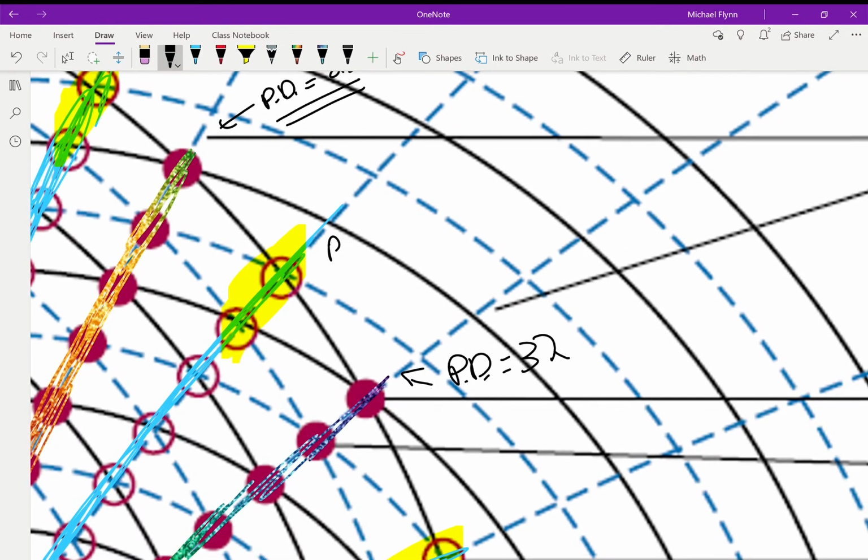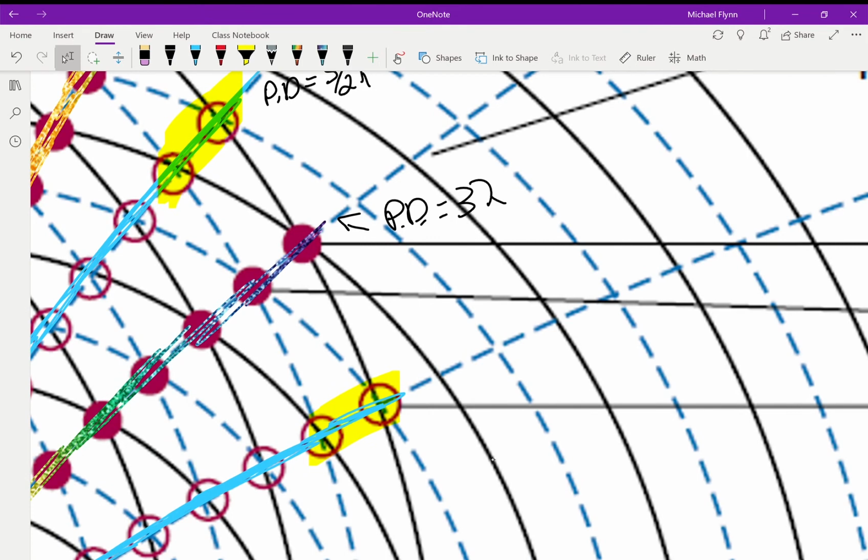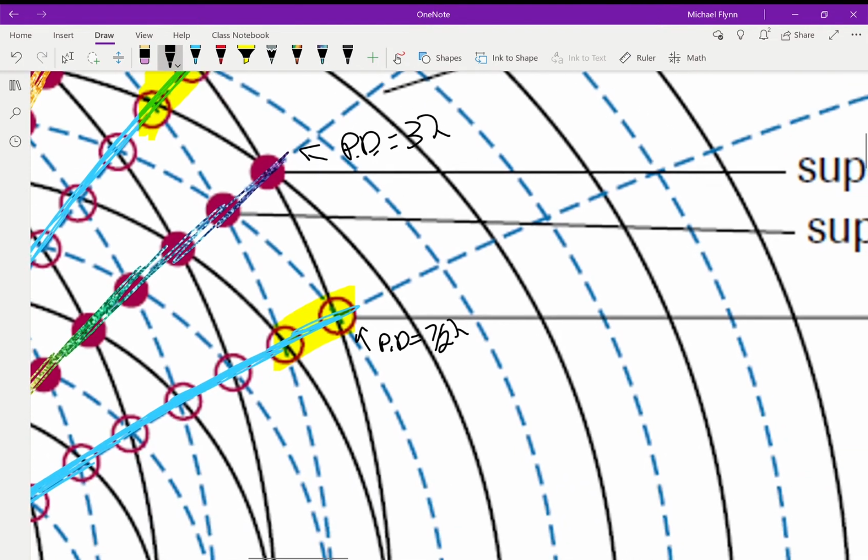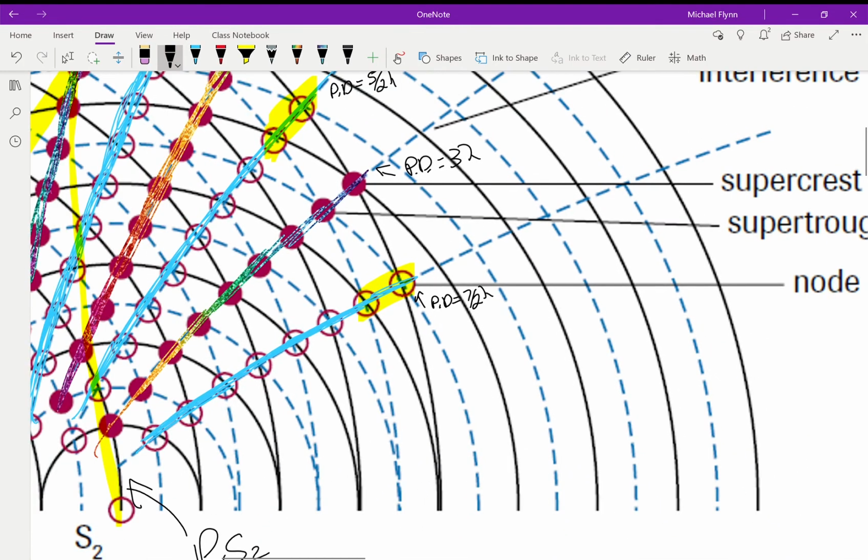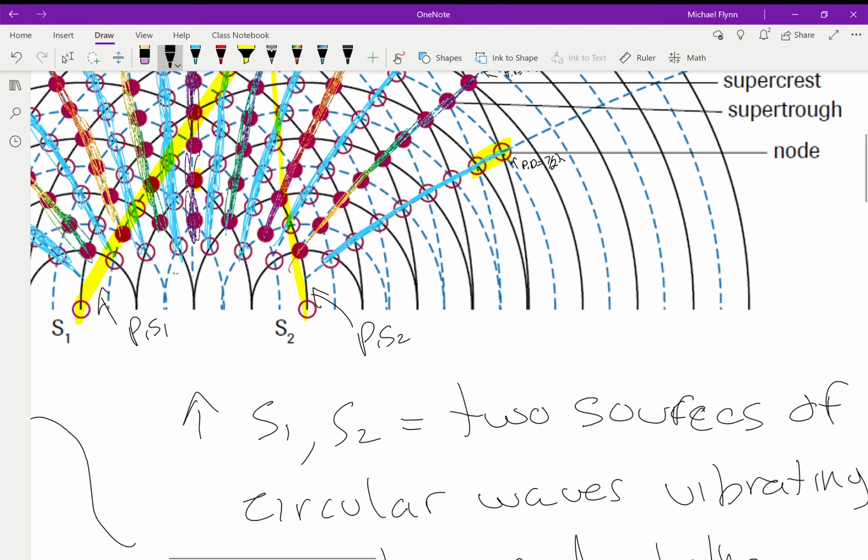So the path difference on this line would have to be 2.5, which is 5 halves of a wavelength. And then finally this one over here, we go to 3 wavelengths, 6 halves, which gives us constructive interference. And then this one would be if the path difference finally was 3.5, which is 7 halves of a wavelength. So I hope you get it.